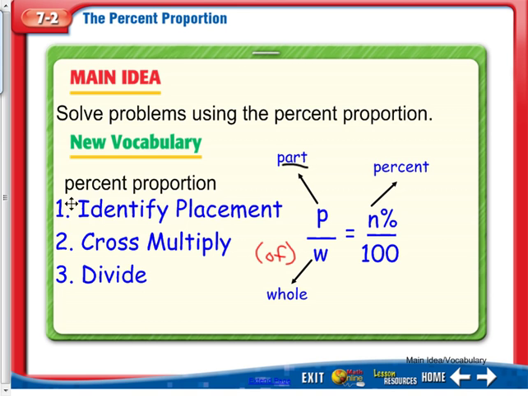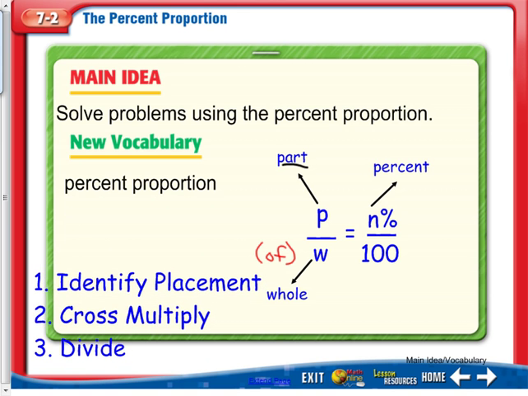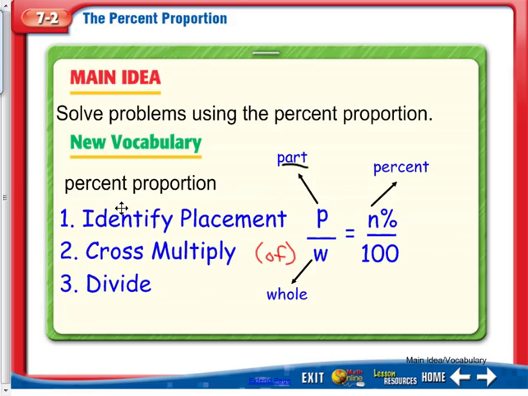Okay, so the first step we have to do is identify the placement of all of our items. And so we got to figure out what is the part, what is the whole, and what is the percent. Now, one of these three items we're not going to know, and that's what we're going to be able to solve for. Now, when it says cross multiply and divide, what that means is right here we get to cross multiply these two numbers and then we get to divide. Now you'll see how that works once we start doing one of our examples.